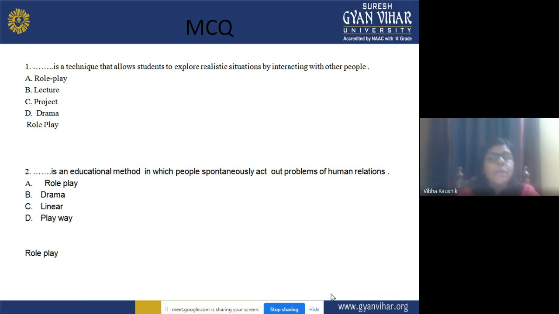The options are A. Role play, B. Drama, C. Linear, or D. Playway. Which educational method is that? You have to select the correct one, and the correct option is option A, that is role play. So we can say role play is an educational method in which people spontaneously act out problems of human relations.